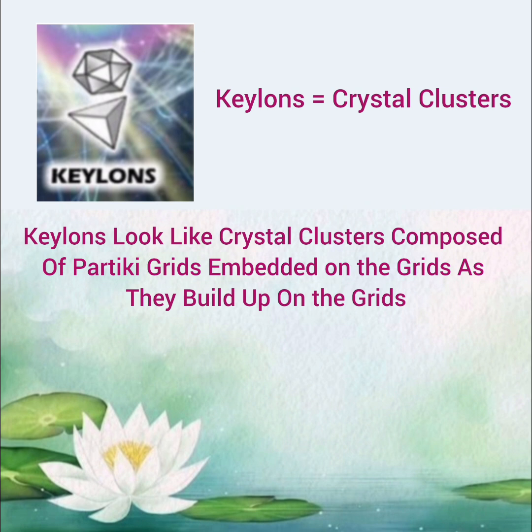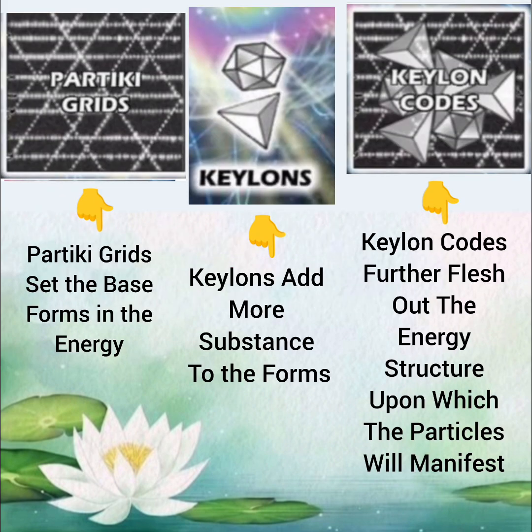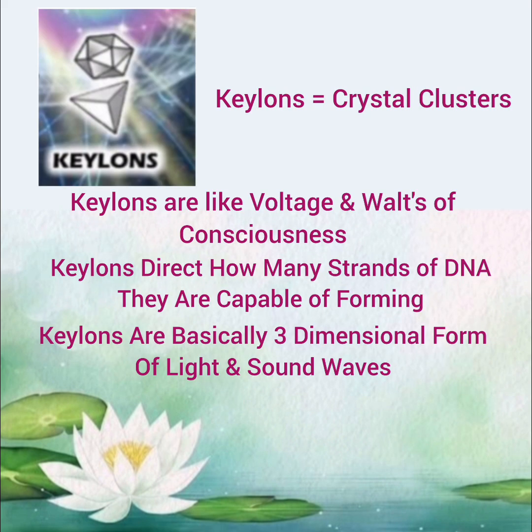Keylons are dimensionalized particle composite forms that form within and around the fabric of particle grids. As you can see in the picture, these are called the particle grids, and here we can see that this is called keylons. Keylons are the crystal clusters, formed by more and more particles grouped together, and these clusters are actually called keylons. So we can also call them crystal clusters.